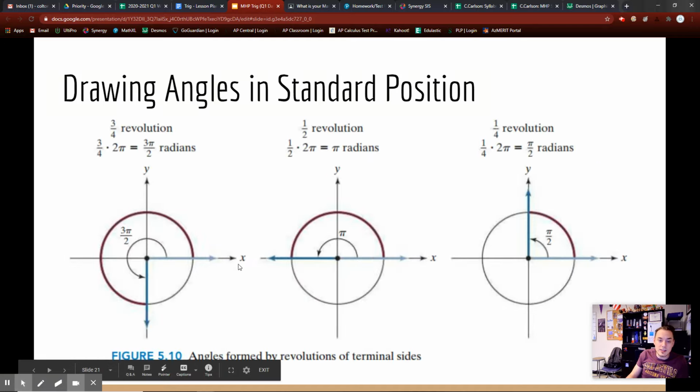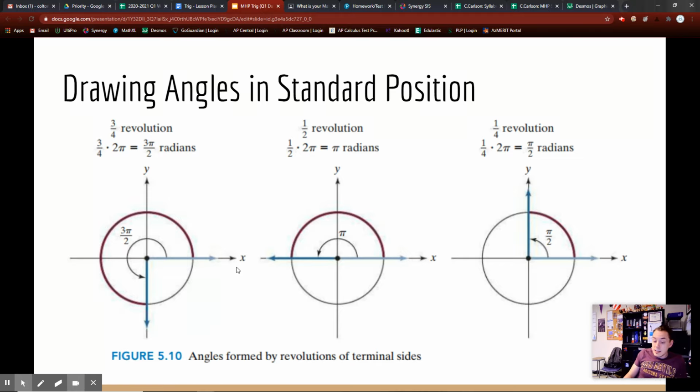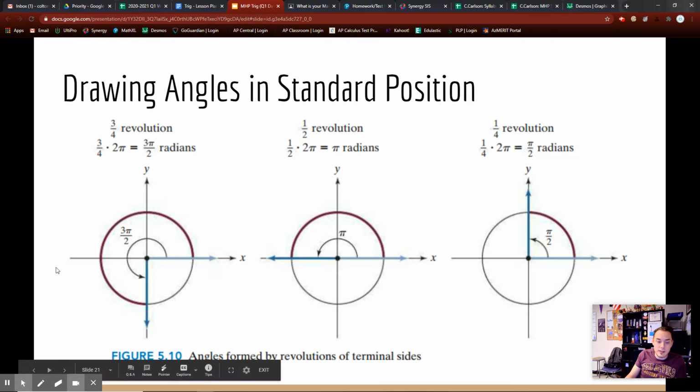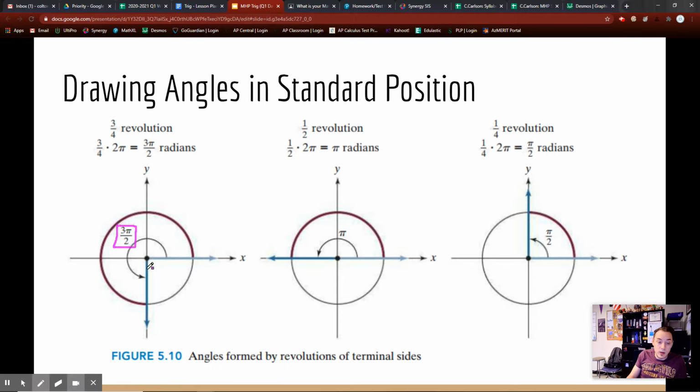Now, drawing angles in standard position. This is the second thing that we're going to be going over, and actually the last thing, but I need to go through this. Drawing angles in standard position. If I have an XY plane, and if I have a center, which of course is the vertex, if I have an angle measure, let's just say 3 pi all over 2, this actually is 270 degrees.